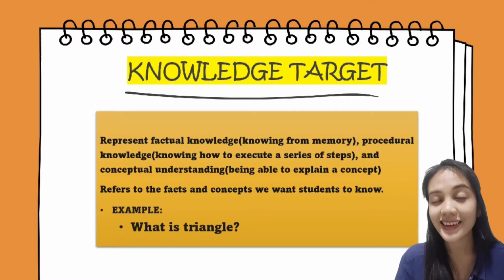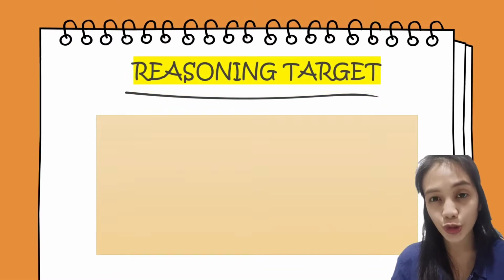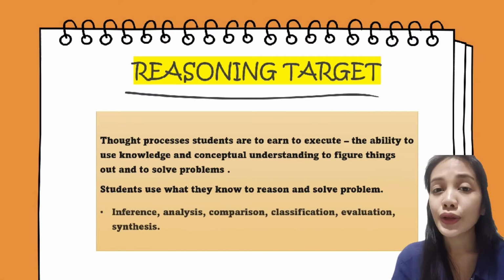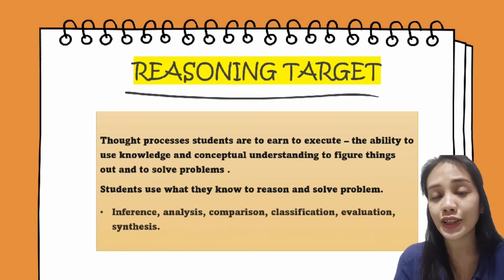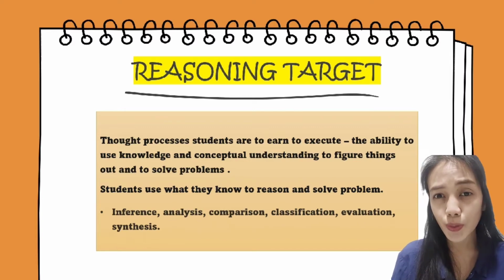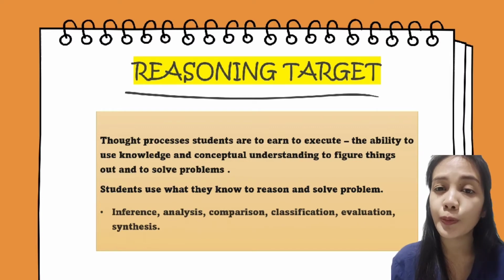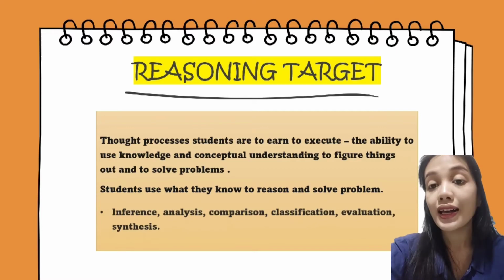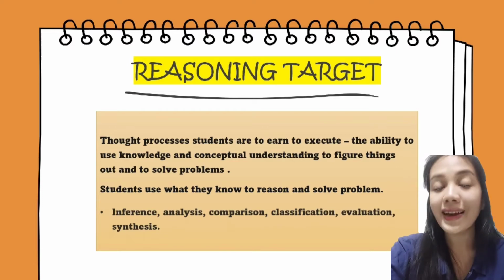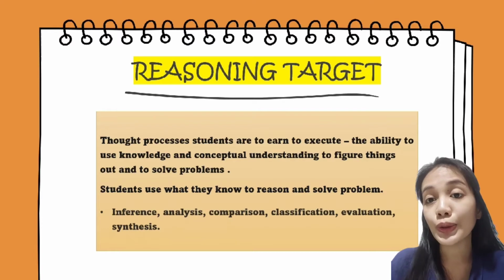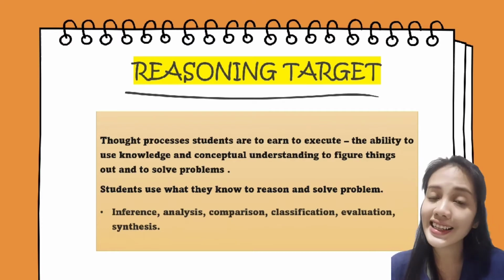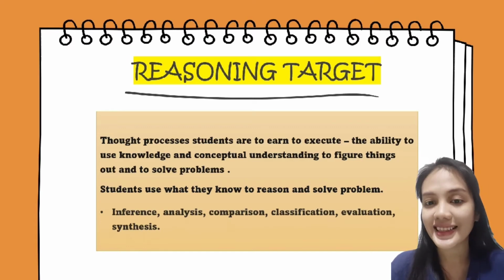The second target is about reasoning. Reasoning target is the thought process students are to learn to execute, the ability to use knowledge and conceptual understanding to figure things out. Students use what they know to reason and solve problems. So they need to execute and understand things and solve problems, like math problems and comprehension of subject matter. The reasoning target includes inference, analysis, comparison, classification, evaluation, and synthesis.